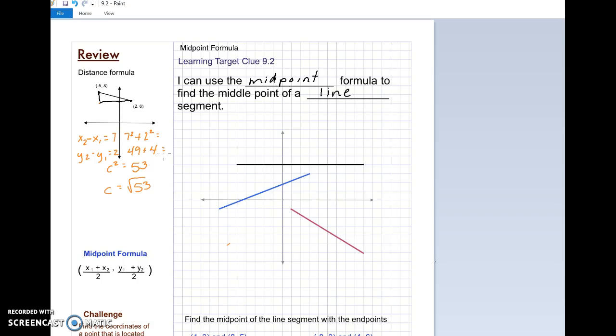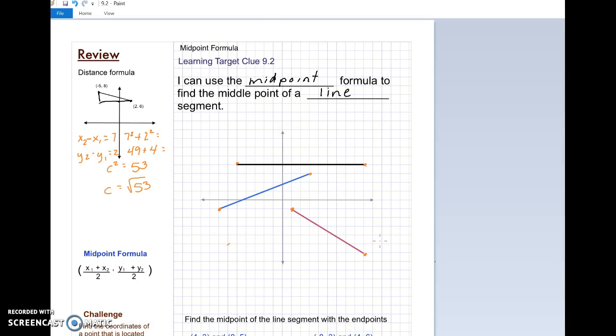The midpoint formula is a new formula that, again, you really don't have to memorize. You can just figure it out. But if you're the kind of person who likes to memorize formulas, go for it. Now, I've got some line segments here that I've created. I've got this one, this one, and this one. Instead of finding the distance of these line segments, I want to find the point that's right in the middle, the very center of the line segment.